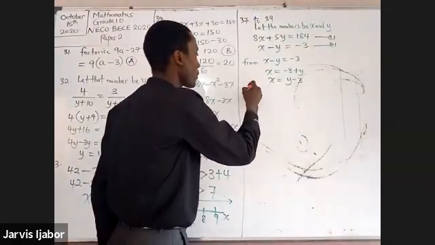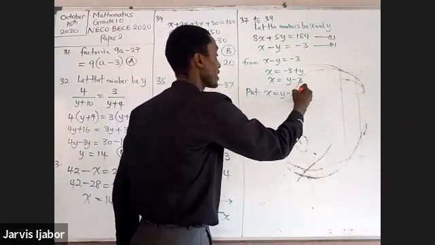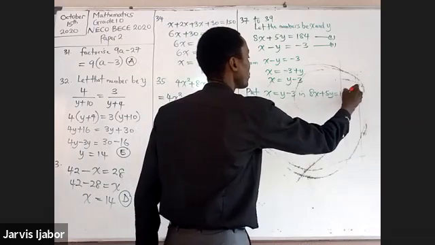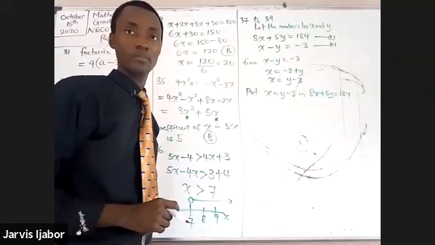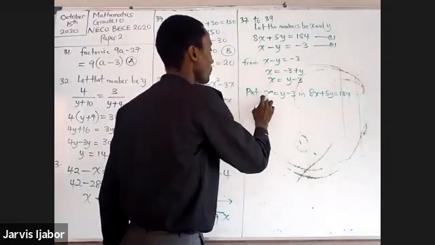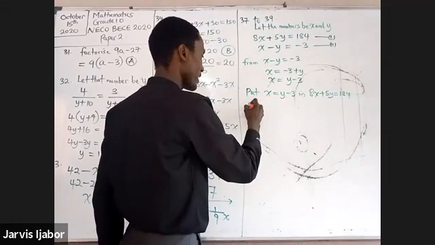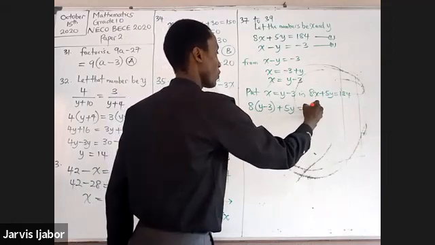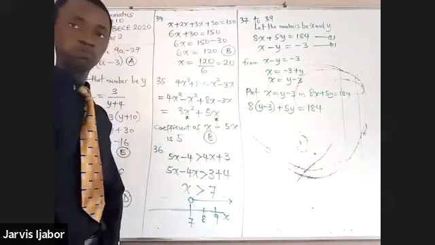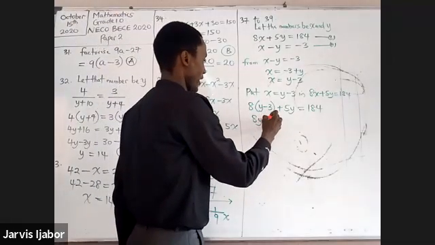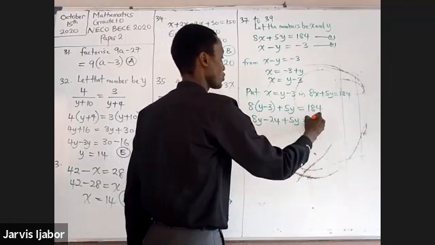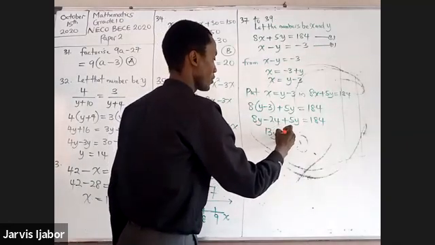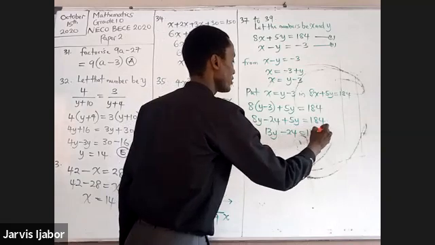Having done this, I will now put x equal to y minus 3 in 8x plus 5y equal to 184. Whenever I have x, I will put y minus 3. So 8 into y minus 3 plus 5y equal to 184. So 8y minus 24 plus 5y will be equal to 184. 8y plus 5y will be 13y minus 24 equal to 184.